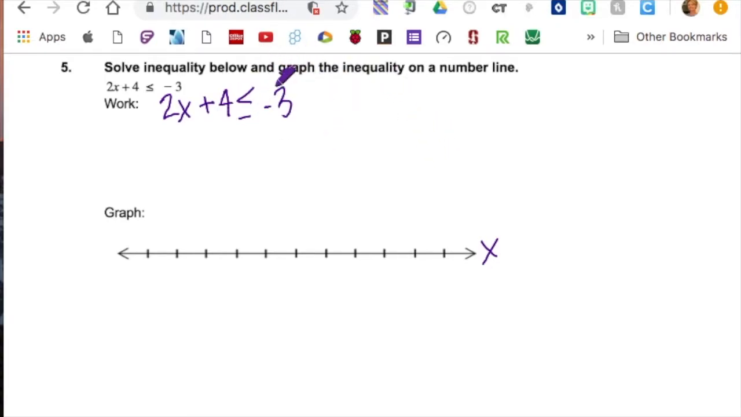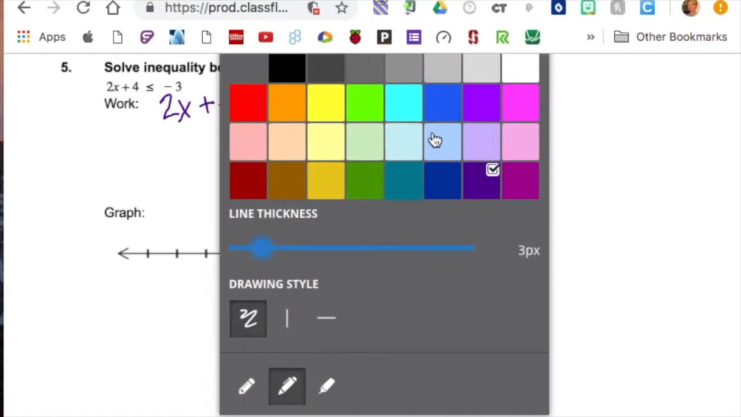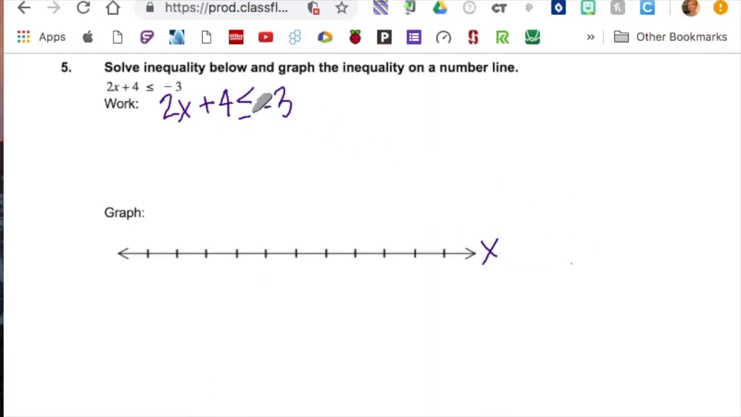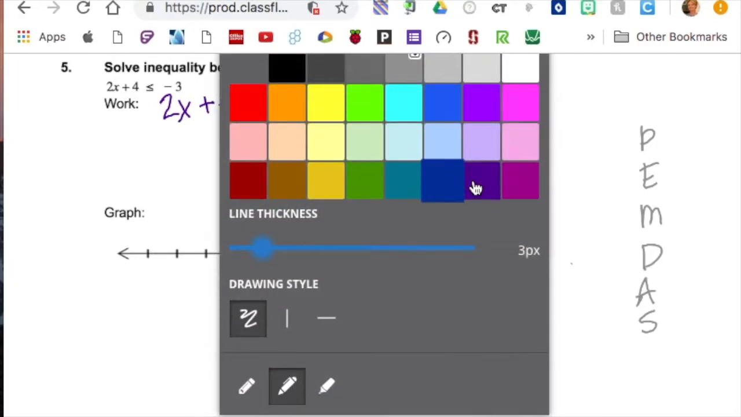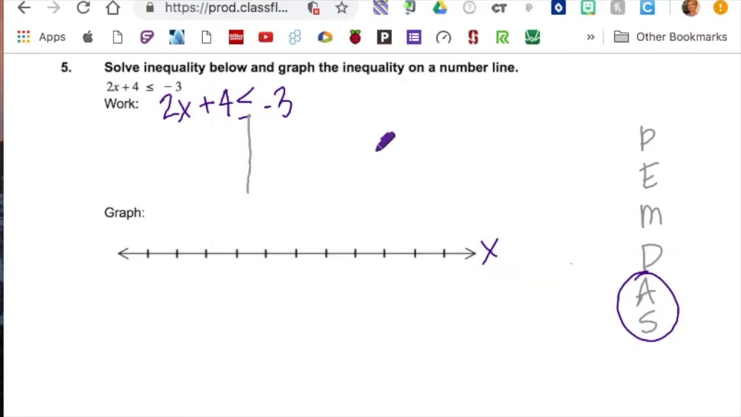We can kind of deal with this like it's an equation, except we just need to finish up with our inequality sign. So following my order of operations again, PEMDAS, I'm working it backwards. So look and see if we have any adding or subtracting to undo first. So we're going from bottom to top.